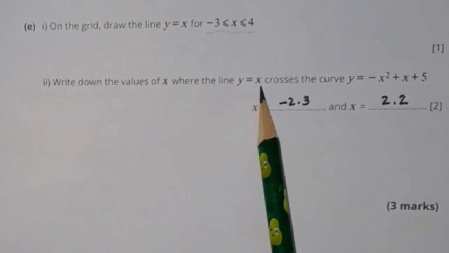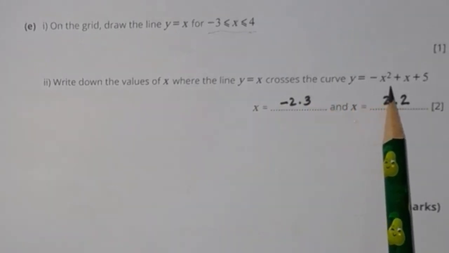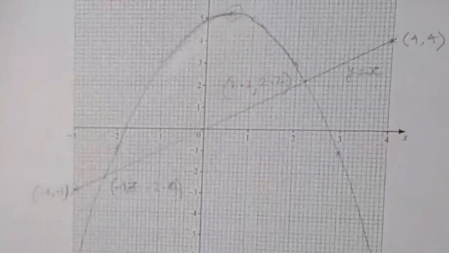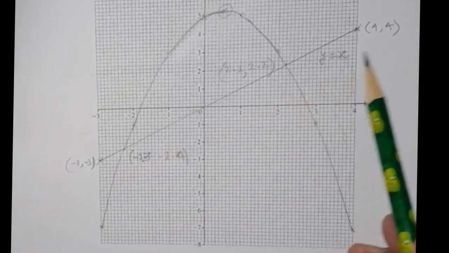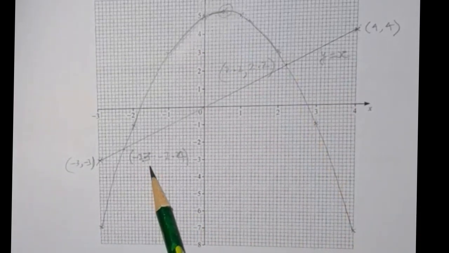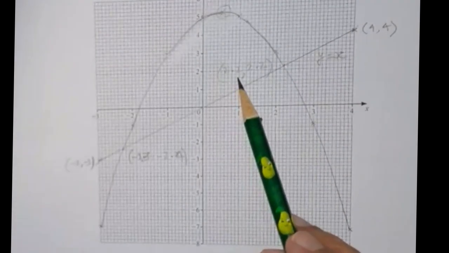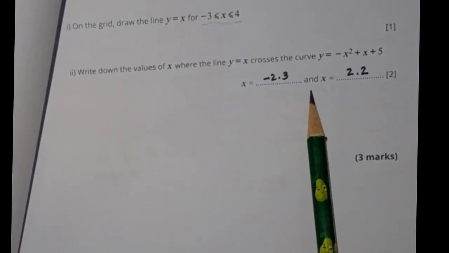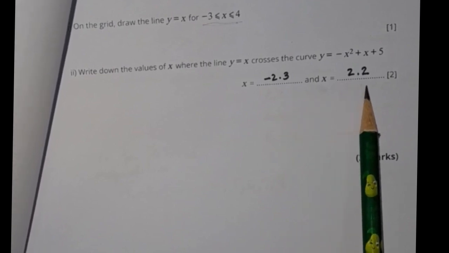the line y equal to x crosses the curve y equal to minus x square plus x plus 5. So these are the 2 points where line y equal to x crosses this curve, and x values are minus 2.3 and 2.2. So we write down answer here minus 2.3 and 2.2 and score our 2 marks over here.